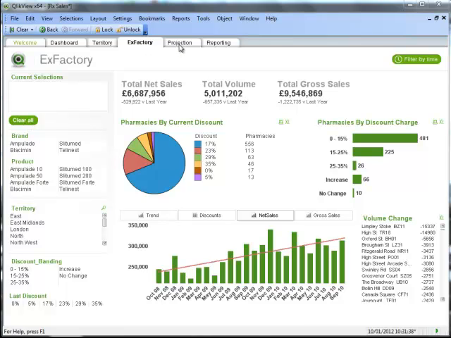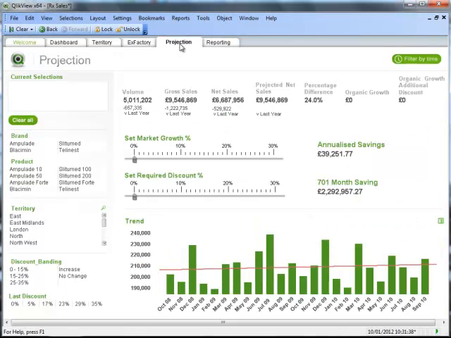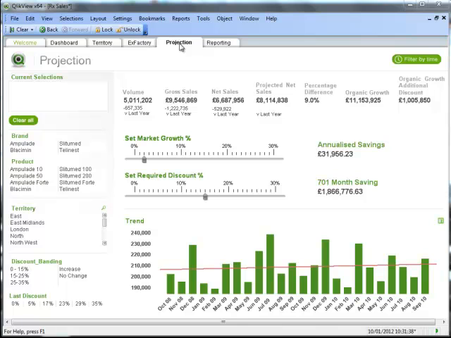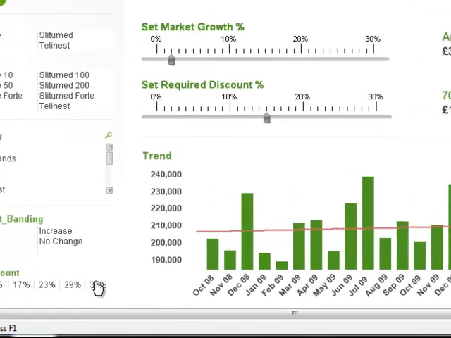Moving to our projection tab, we can take our analysis a stage further by looking at the existing pharmacies still on current high discounts and projecting potential savings we could make by implementing the logic previously discussed. The main aim of this projection tab is to assess how much money could be saved by changing the discounts, on the basis that we learnt from the ex-factory tab that our small lowering of discounts does not affect net sales. We can now focus on our large discount customers.